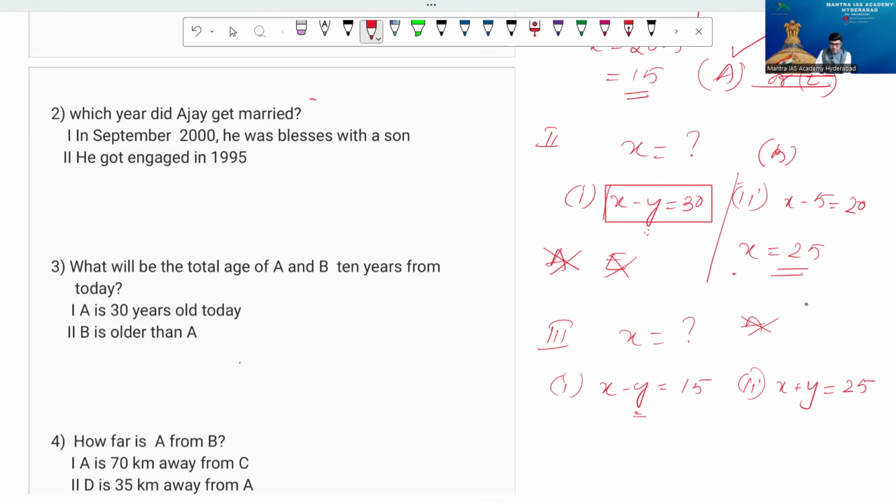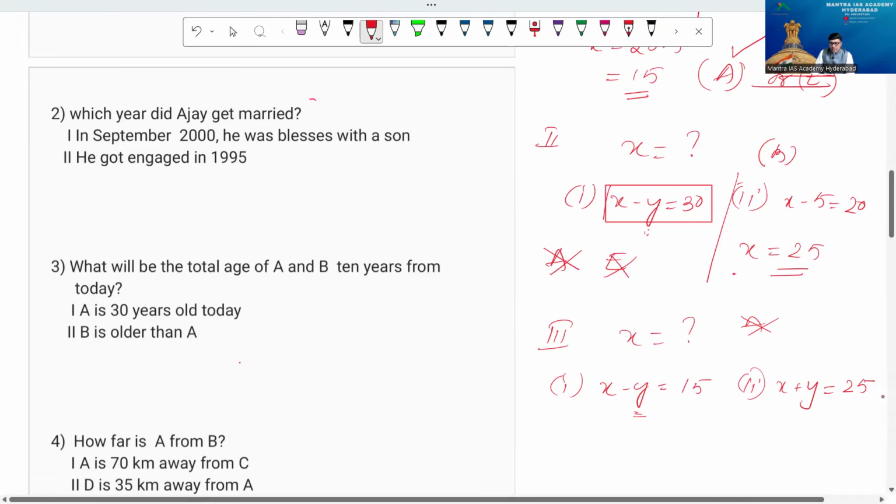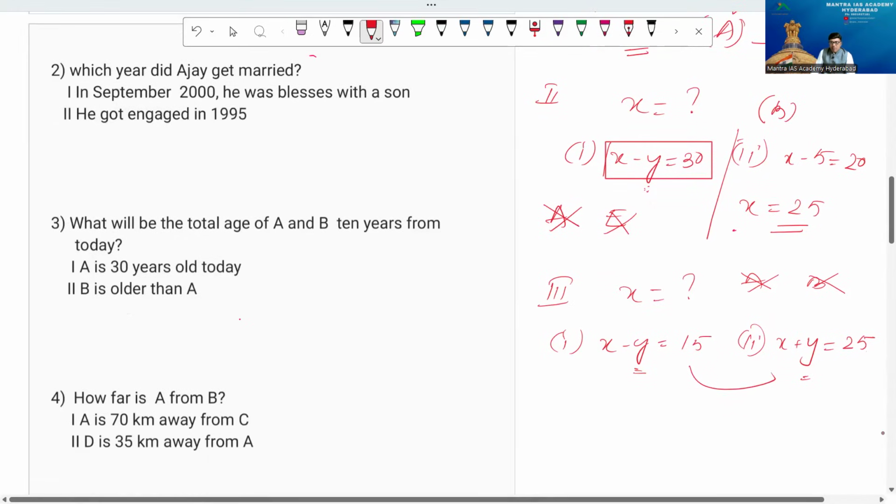Then go to the second statement. This is a procedure, please. Don't say immediately that the answer is C. x plus y is equal to 25. So here also the extra variable y is there. So it's not possible, because you are not getting the answer by using statement 1 and 2 individually. Then we have to club the statements. If you get the answer, it is C; otherwise, we have to write D.